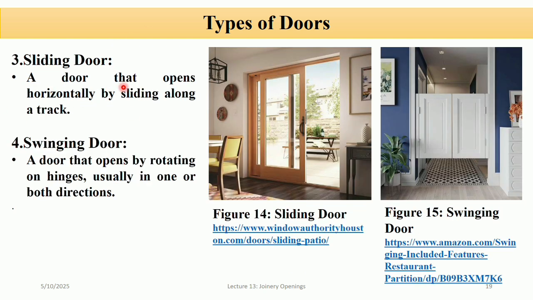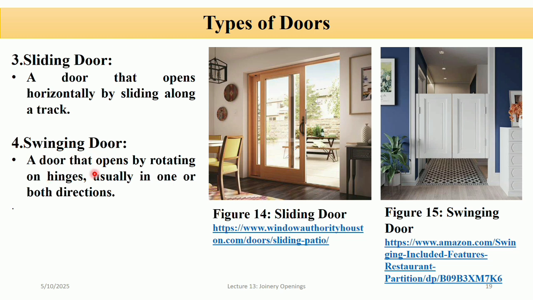Sliding door. A door that opens horizontally by sliding along a track. You can see here is the sliding door. It is used in balconies, closet openings, shower enclosures, and large glass storefronts. Anywhere where you need a wide opening but have limited floor space for a door to swing.